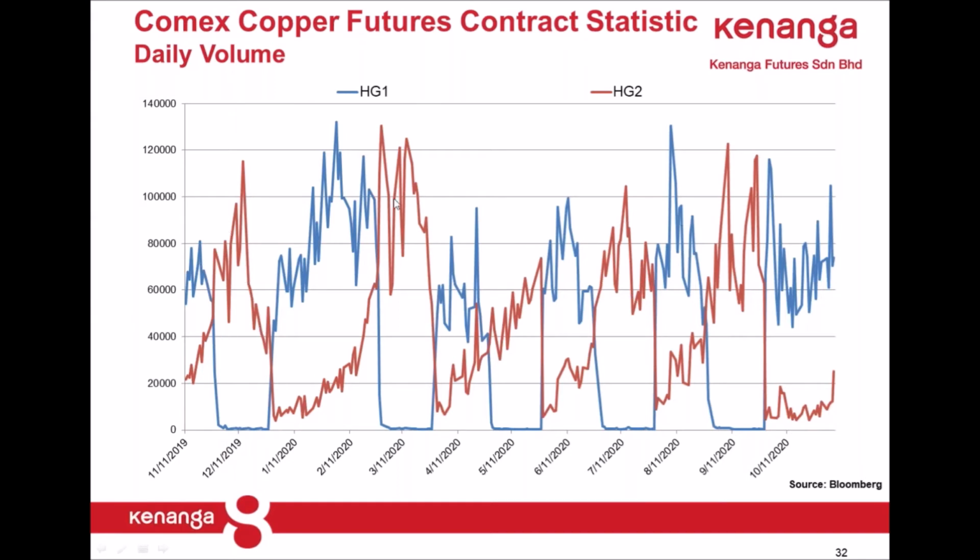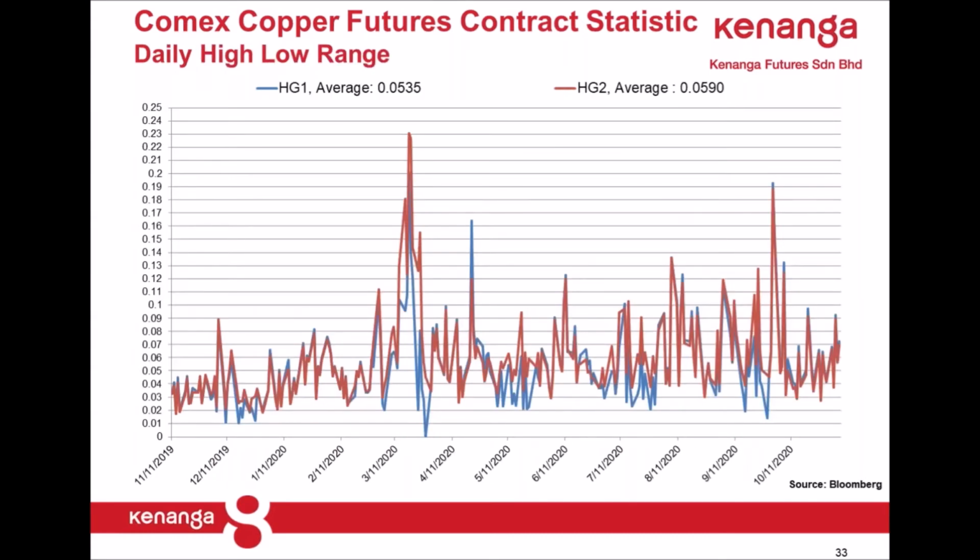This is actually the daily volume. It is just that which contract is more active depends on the particular date of the month in terms of expiry. So as you can see, when it is near expiry, volume will drop, and the second month, which is H2, the volume will start to pick up. So this is the nature of this product. Okay, this is on volume, and this is on the high-low range.